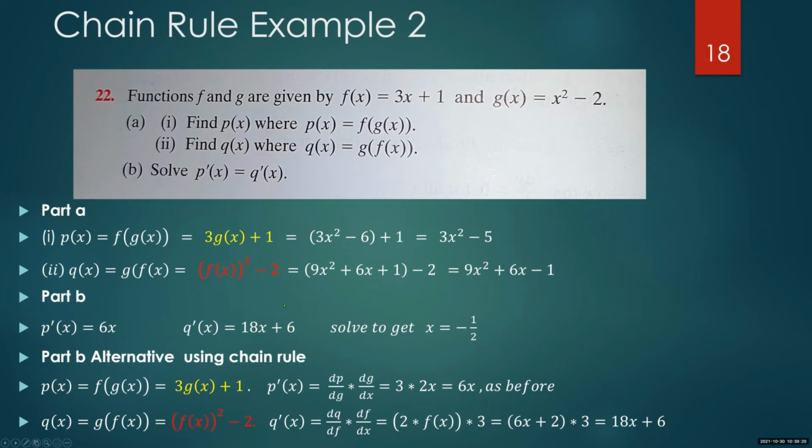So an alternative then, using the chain rule, you can say p of x is equal to f of g of x, which is equal to 3g of x plus 1. We already have that. P dash of x is equal to dp dg by dg dx, and that's equal to 3 by 2x, which is 6x as before. And similarly for q of x, we can say q dash of x is equal to dq df by df dx, and that works out to be 18x plus 6, as we did before.